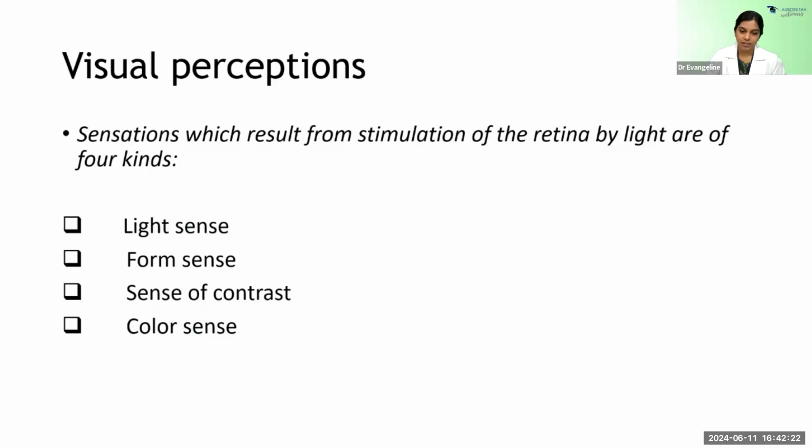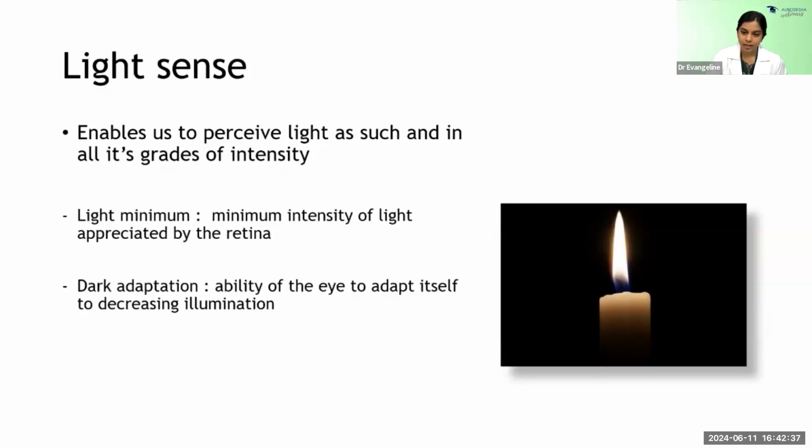Visual perceptions. These are sensations which result from stimulation of the retina by light, and there are four kinds: light sense, form sense, sense of contrast, and color sense. Light sense. If the light falling on the retina is gradually reduced in intensity, there comes a point when it is no longer perceived. This is called the light minimum.